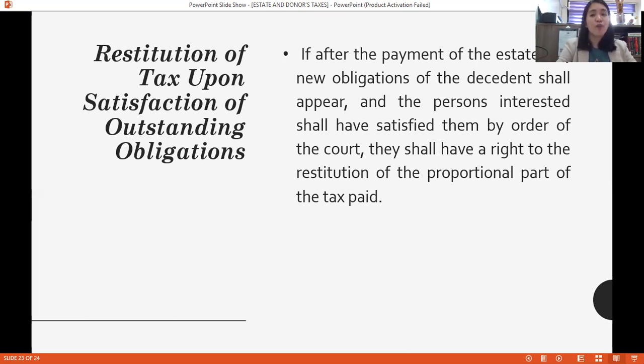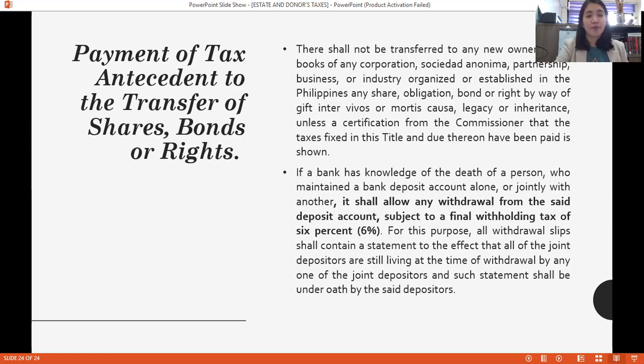Kasi 'di ba, yung mga utang is allowable deduction sila. So kapag merong mga nag-appear na mga bagong utang na hindi natin na-consider before, so pwedeng magpa-restitute tayo ng magkano yung tax na nabayaran natin para masauli sa atin, kasi parang merong overpayment of estate tax.